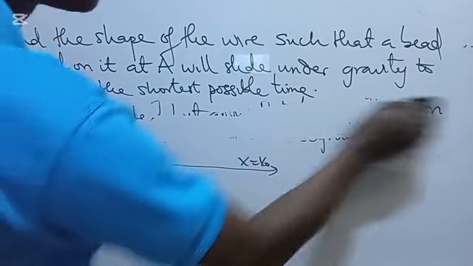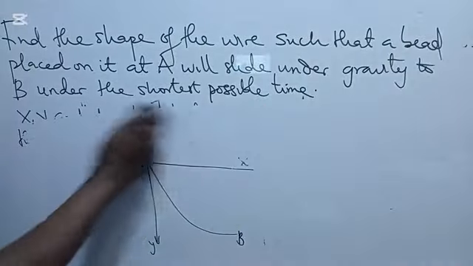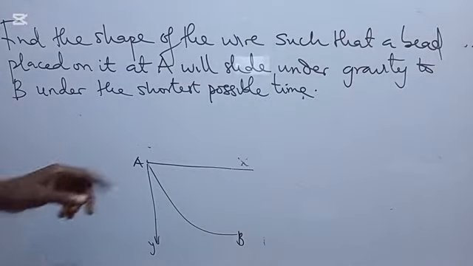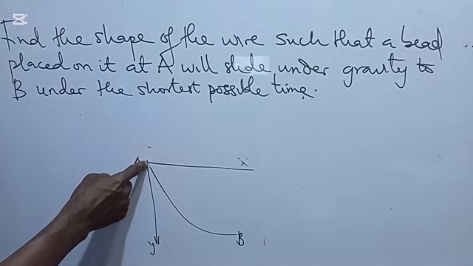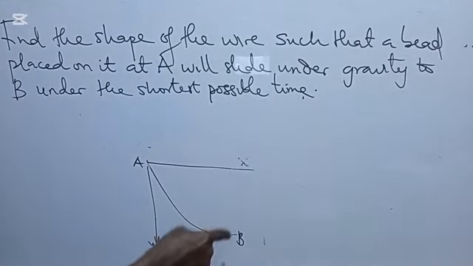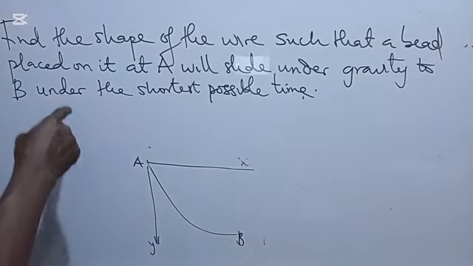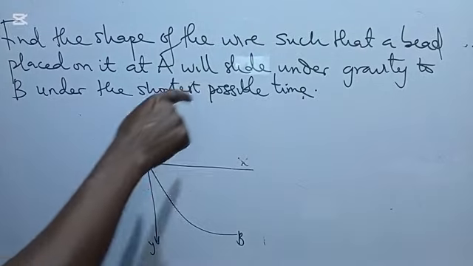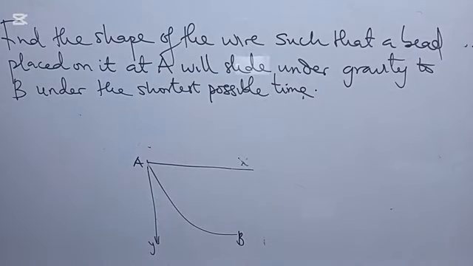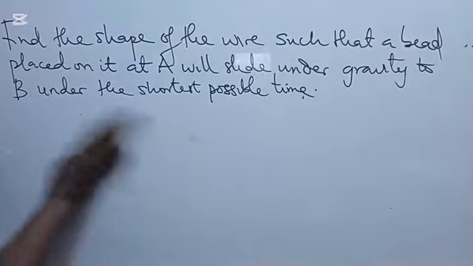Let's clean this. So what we want to do here is find the shape of this wire such that a bead placed on it, that is, if you place a bead on this wire and the bead is allowed to roll under gravity along this curve, will slide under gravity to B in the shortest possible time. Okay? Now, how do we go about this? That is the question now.